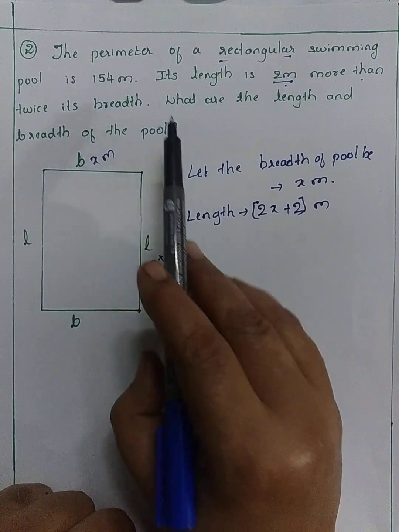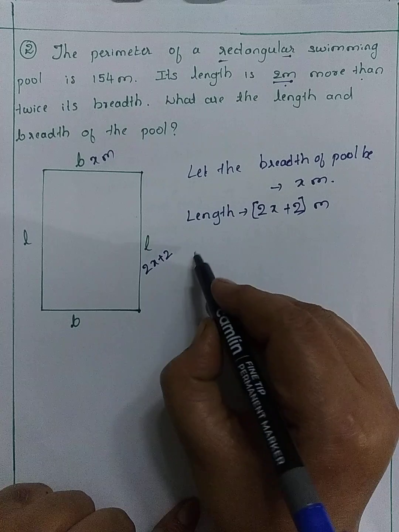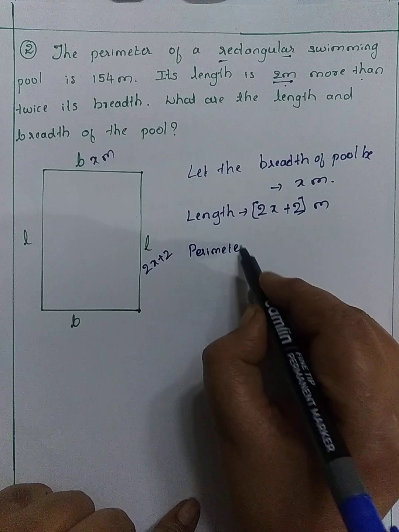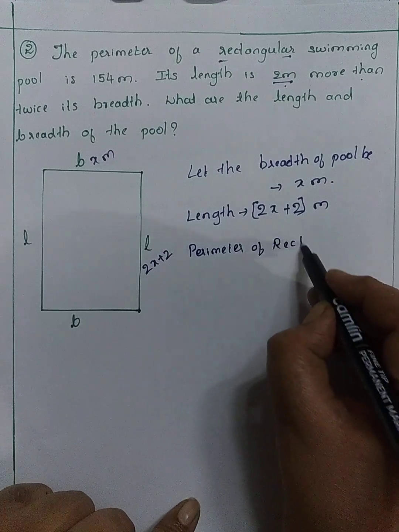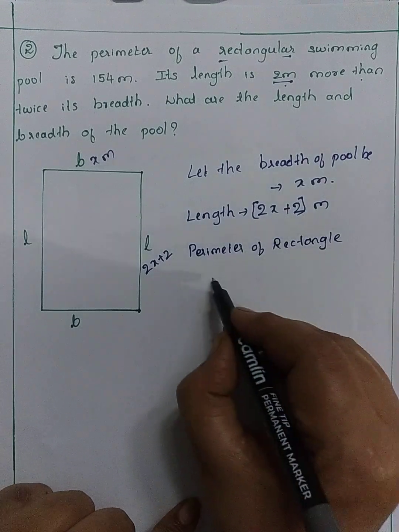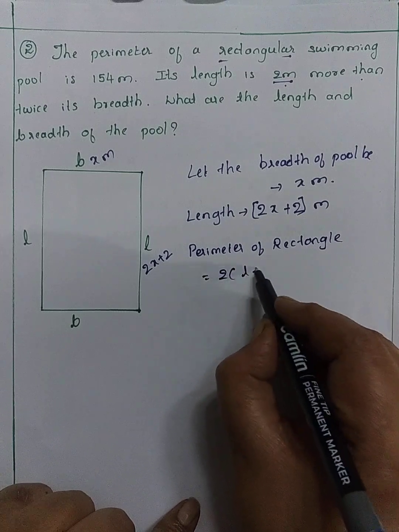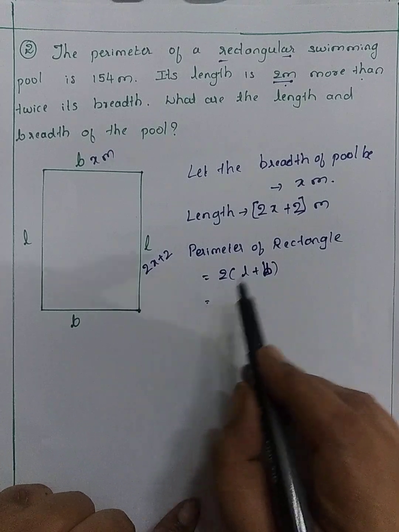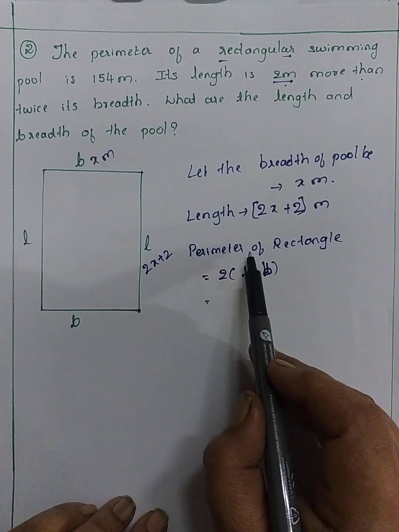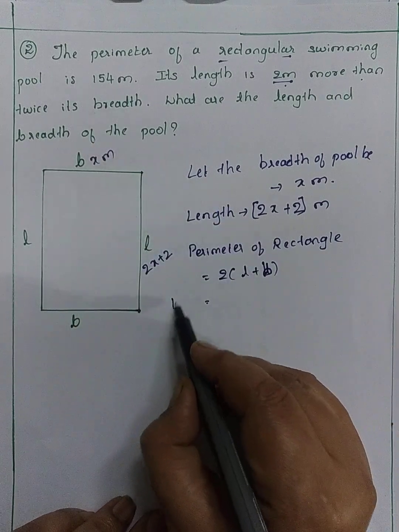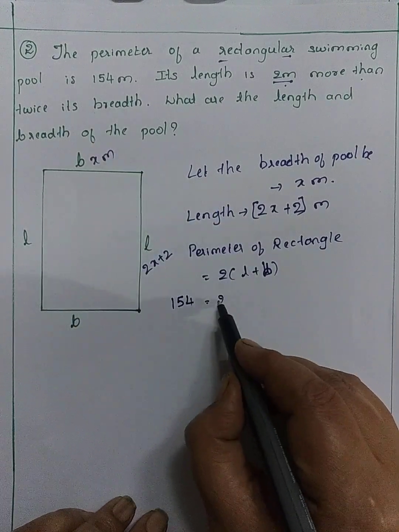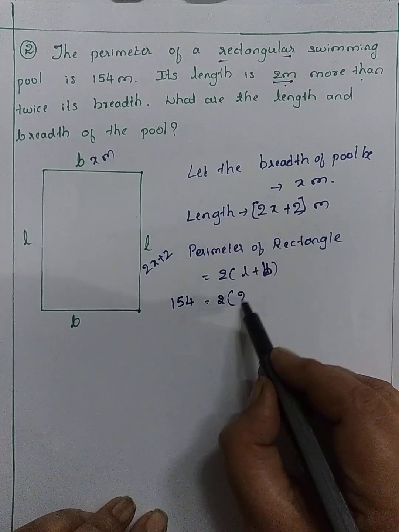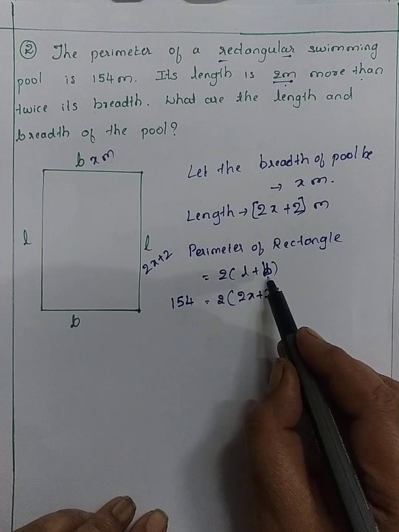Now the perimeter. What is the formula for the perimeter of the rectangle? Perimeter of a rectangle is the sum of all the four sides, that is 2 into L plus B. Now what is L here? You have to substitute. The perimeter of the rectangle is given already, that is 154. Next, 2 into length, which is 2x plus 2, and breadth is x.